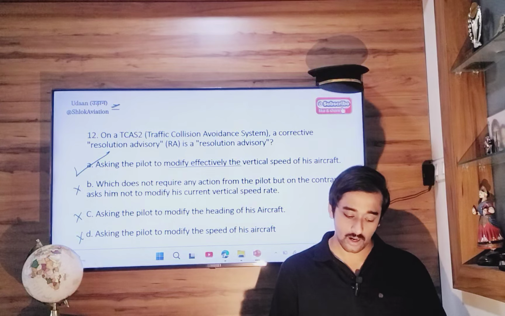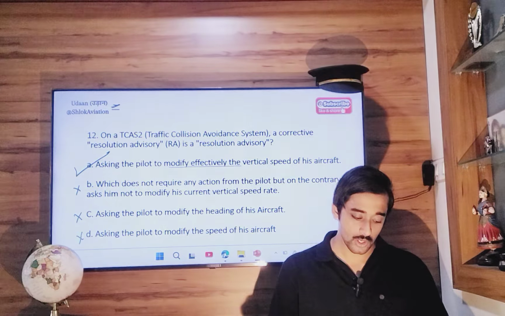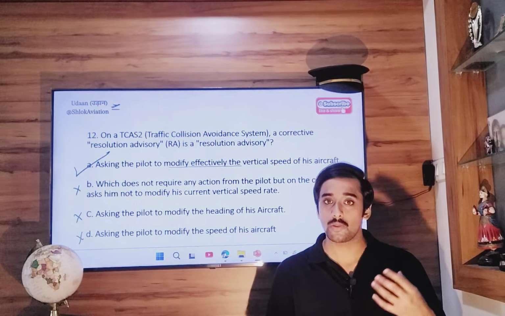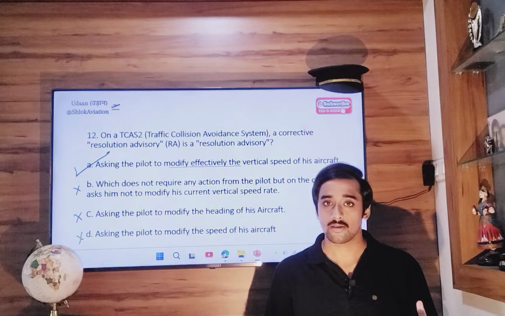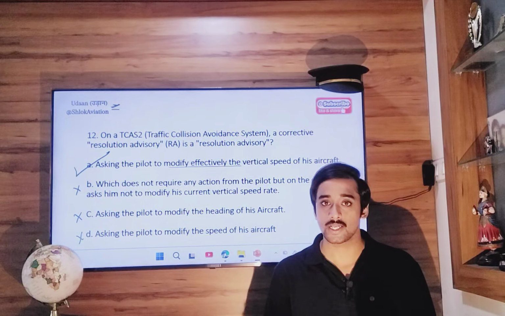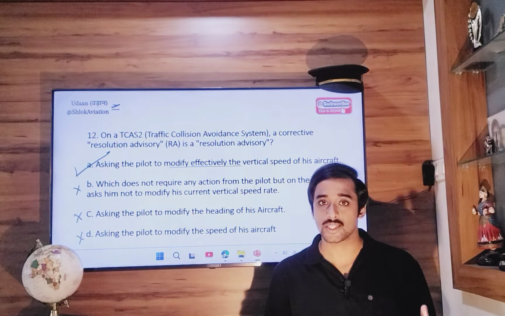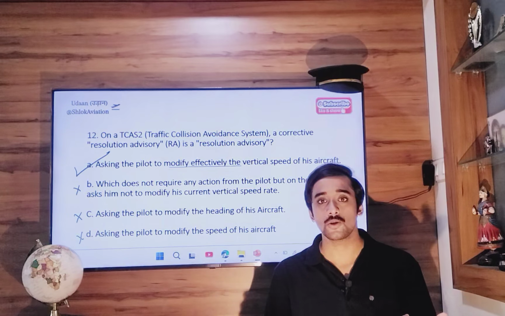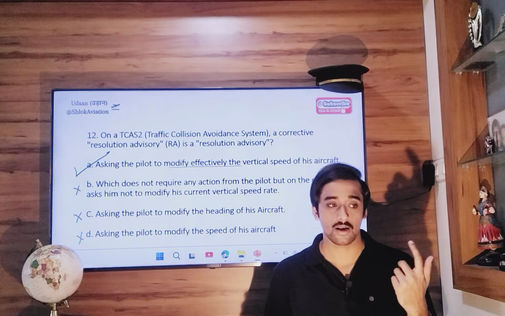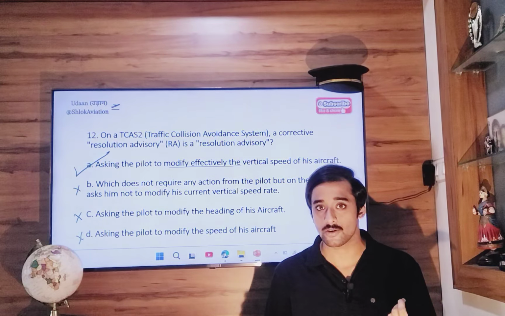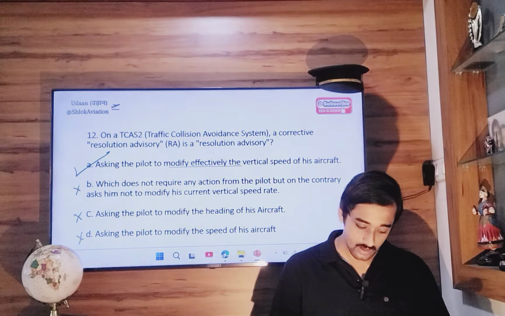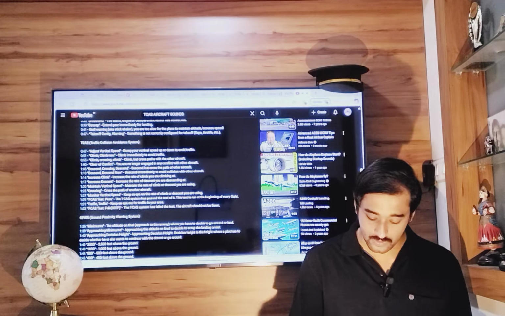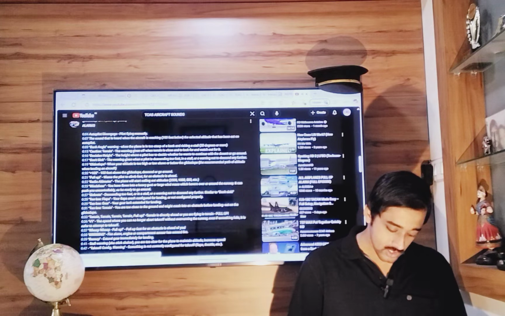Now I'm going to show you some resolution advisories. I'm going to play the sounds of some primary resolution advisories like climb, increase climb, descent, increase descent, monitor vertical speed. So listen to them, you will come to know how these sounds get played in your aircraft.